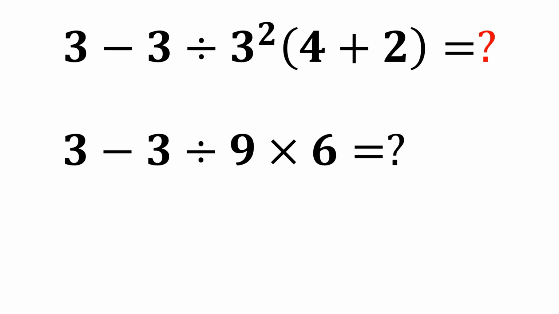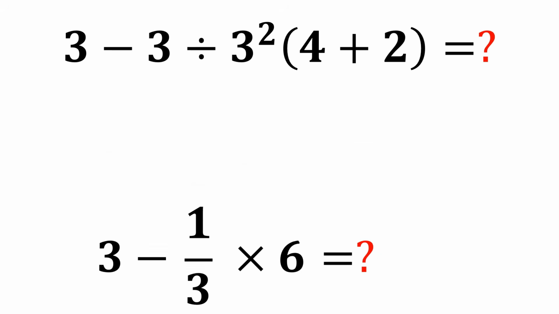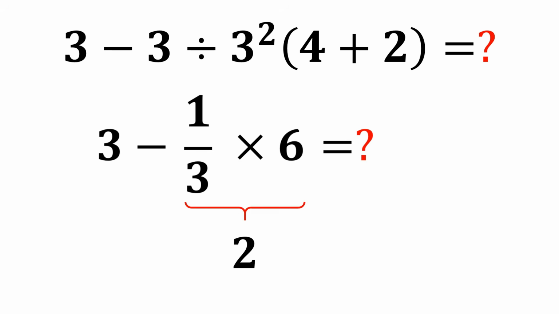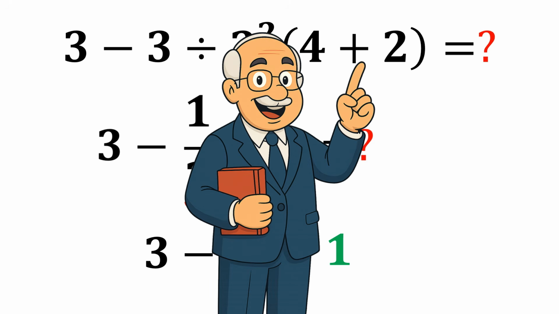Now, according to PEMDAS, which operation has higher priority? Yes, multiplication and division. Since multiplication and division have equal priority, we start from the left. 3 divided by 9 equals 1/3. The whole expression becomes 3 minus 1/3 times 6. 1/3 times 6 equals 2. Finally, 3 minus 2 equals 1. See? With the rule, it's easy. If you'd like to learn more about the PEMDAS rule, I recommend watching this video.